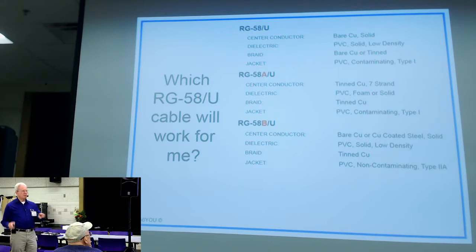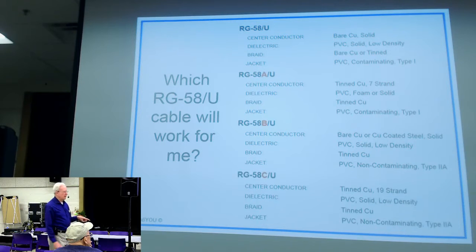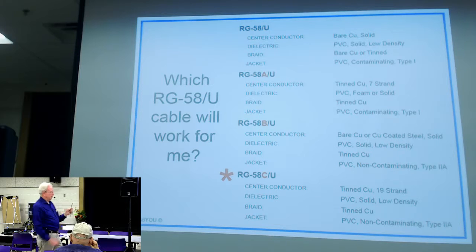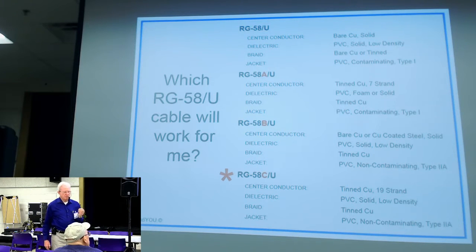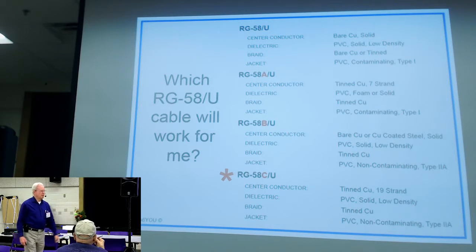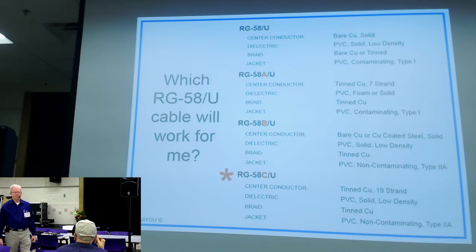So guys, the Ron Payne answer of the day is if you're going to buy RG58, buy the C. That's what this is. Tinned, 19 strands in the center conductor. Non-contaminating type 2. This is the stuff. And where do I buy it? The usual place, the RF Connection. It's about 26 cents a foot, okay?